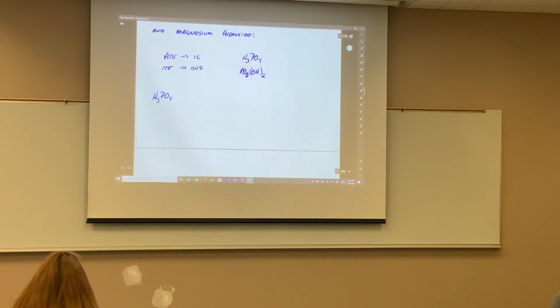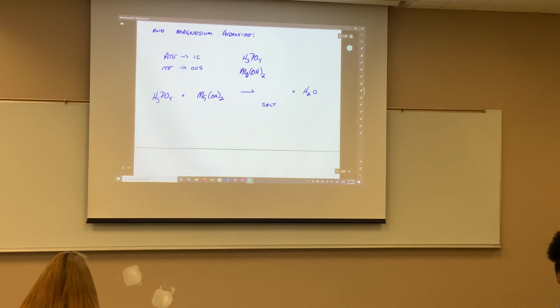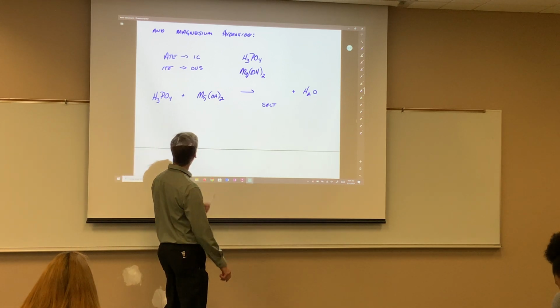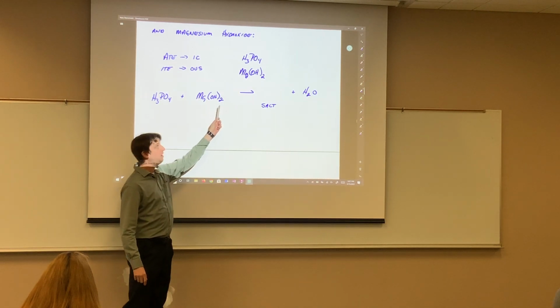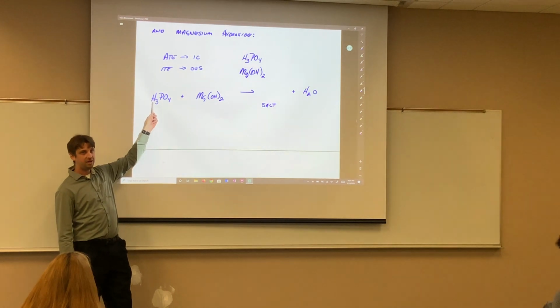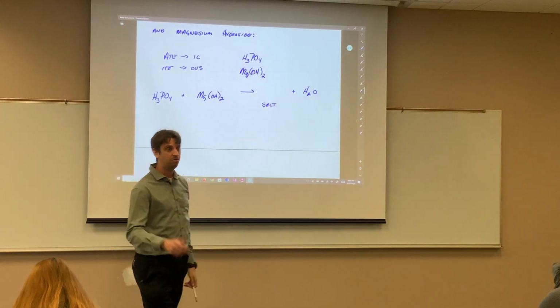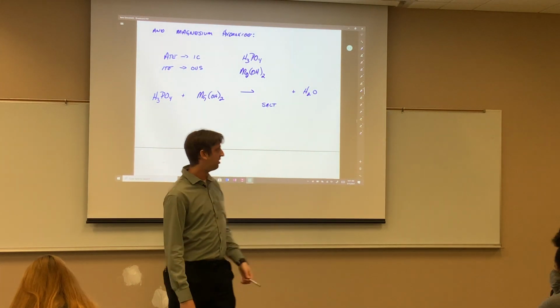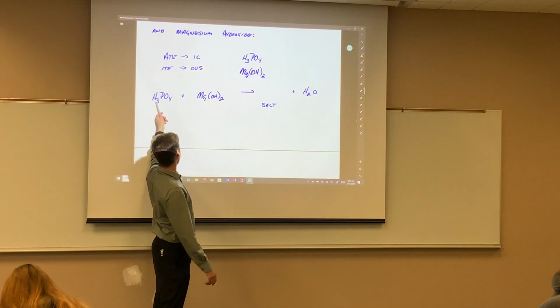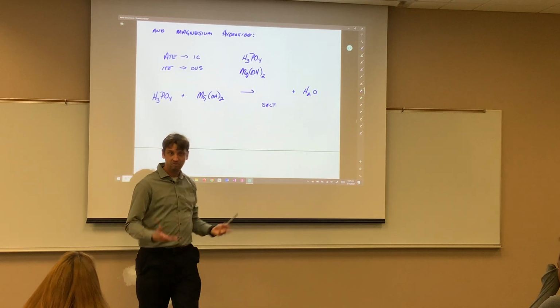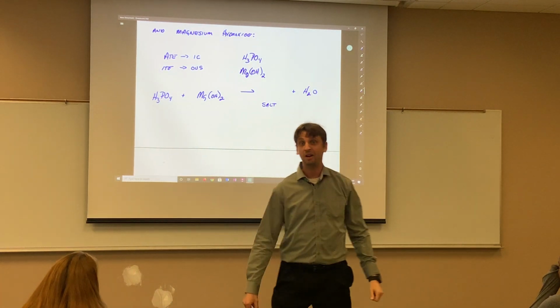Acid plus base always goes to make our salt, I'll write it down here, and water. That's how a neutralization reaction works. The OH from here reacts with one of the H's from here to make water, H2O. So where does our salt come from? Well, if it's not the OH's and the H's, it's got to be the magnesium and the phosphate, whatever else is left over. Got it?